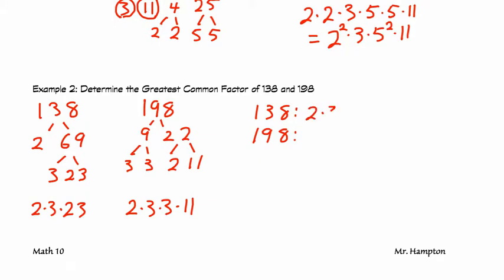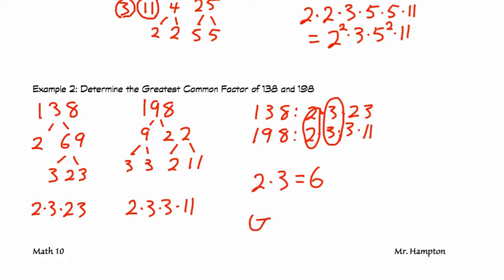138 has 2 times 3 times 23. 198 has 2 times 3 times 3 times 11. The greatest common factor can be found by finding the similarities between the two prime factorizations. They both have a 2 and they both have one 3. So the greatest common factor is 2 times 3, which is equal to 6. GCF, which stands for greatest common factor, is equal to 6.